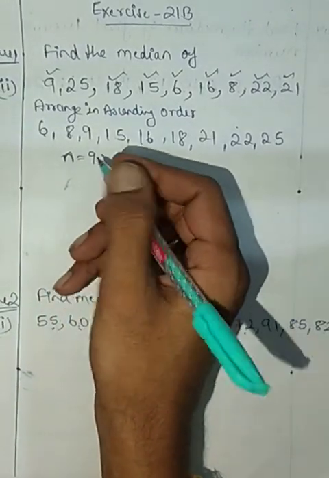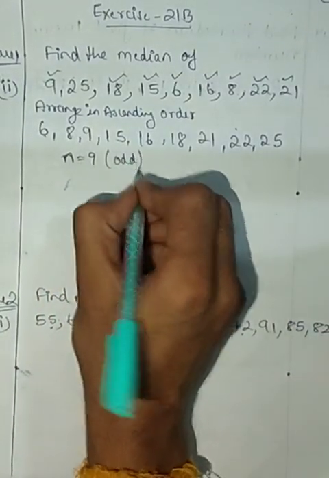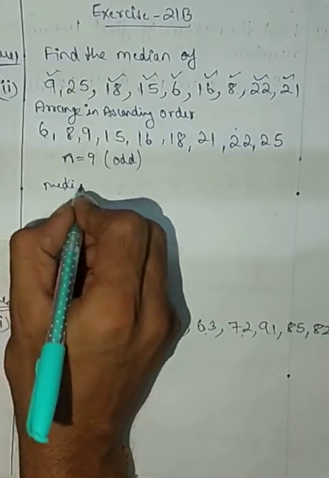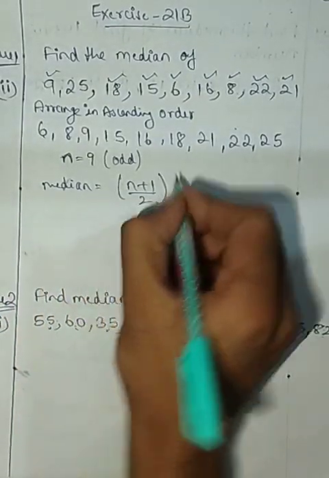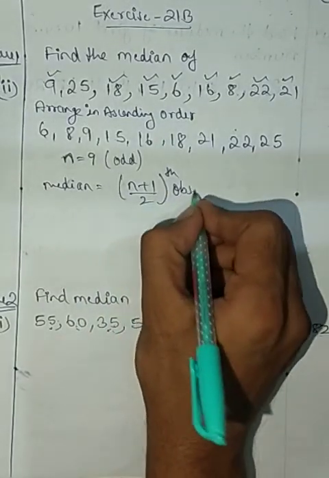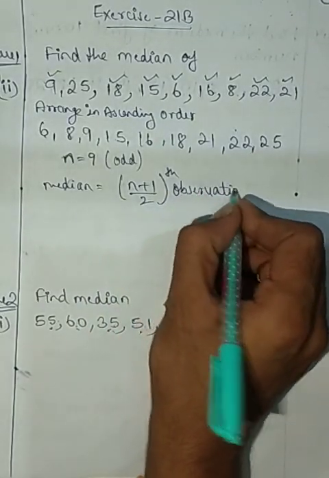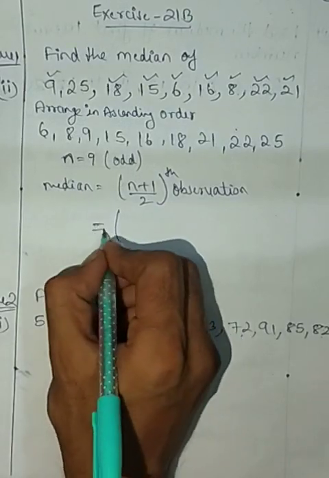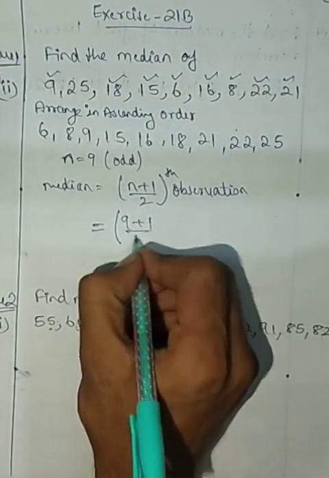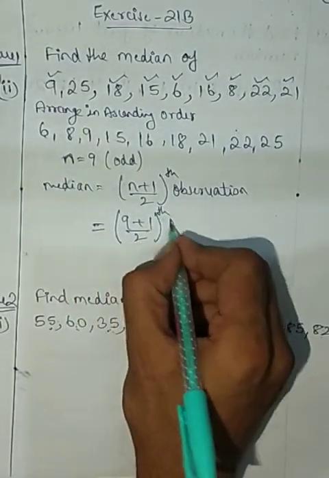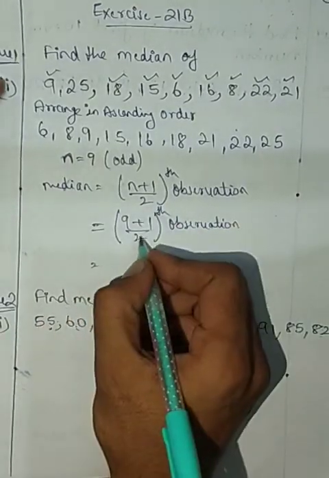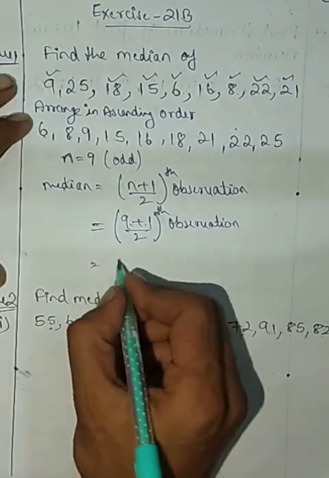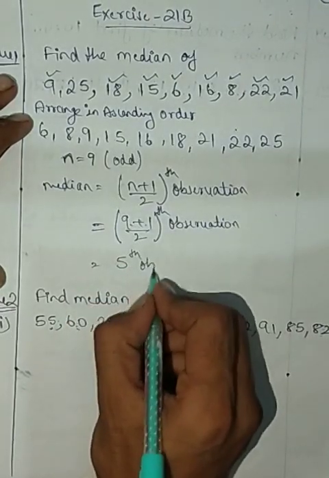And is 9 even or odd? Odd. Then median is equal to (n plus 1) upon 2 th observation. Put the value of n: (9 plus 1) upon 2 th observation. 9 plus 1, 10. 10 upon 2 gives you the 5th observation.